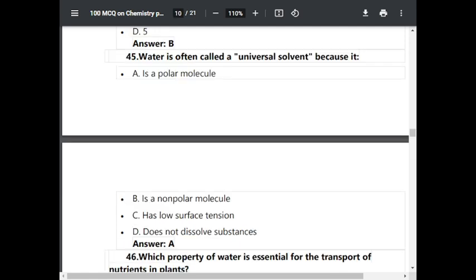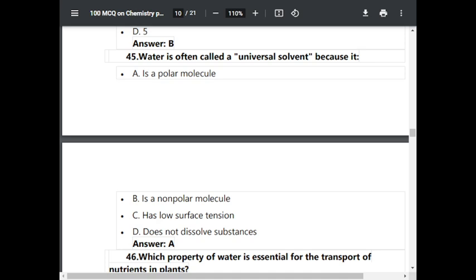Question number 45. Water is often called a universal solvent because it: option A, is a polar molecule. Option B, is a non-polar molecule.